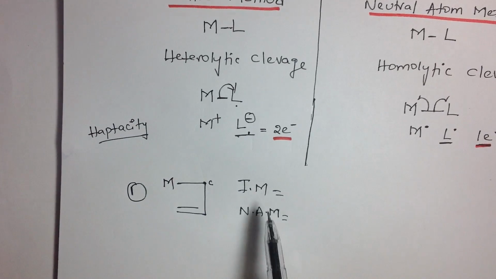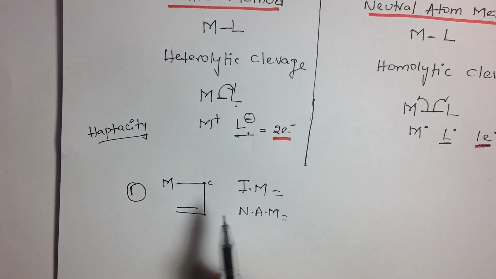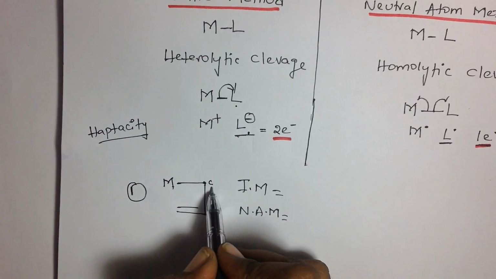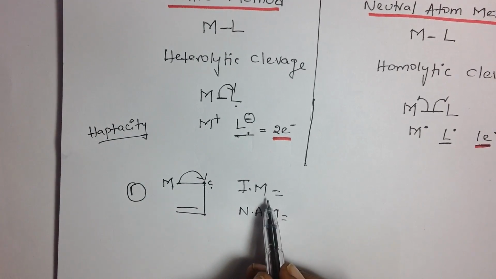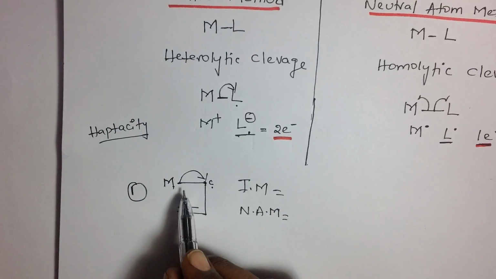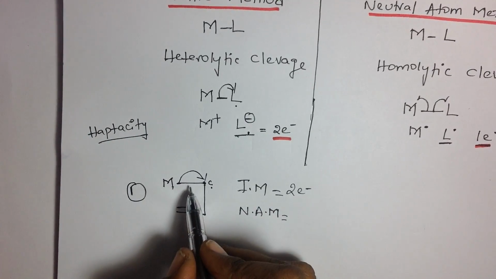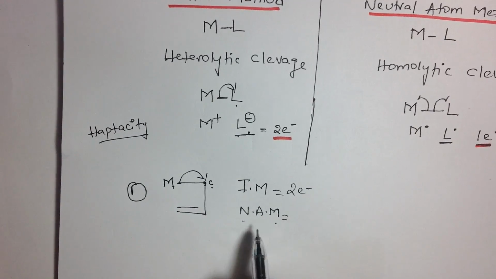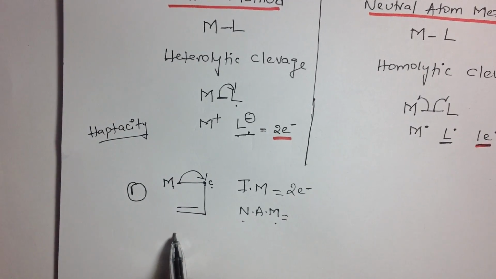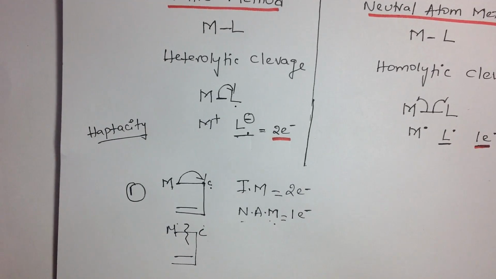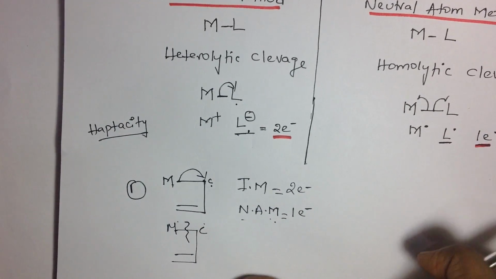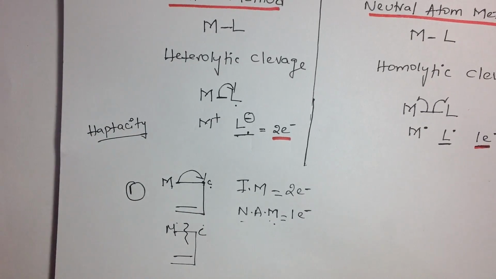So in this case, suppose it follows the ionic method, this is the bond present between the metal and the carbon. If the bond shifts towards the carbon in the ionic method, how many electrons? 2 electrons. But if it is the neutral atom method, the cleavage will be in this way. So how many electrons? Equal distribution of electrons, that is 1 electron. Have you understood, students? This is the concept of understanding the electronic distribution.